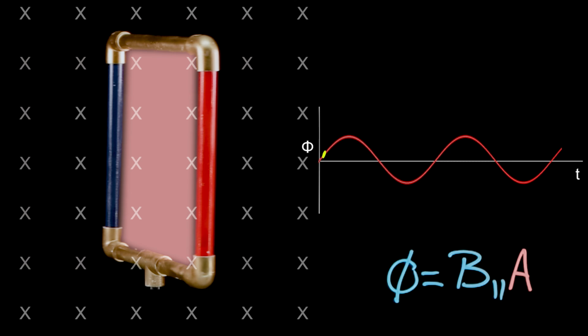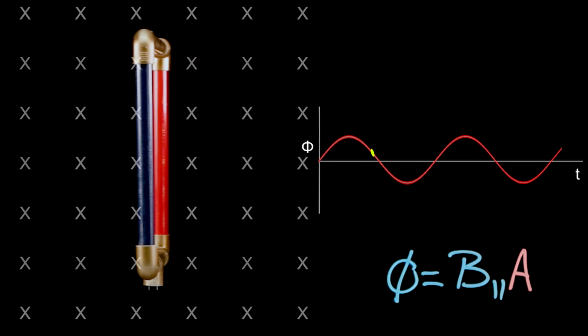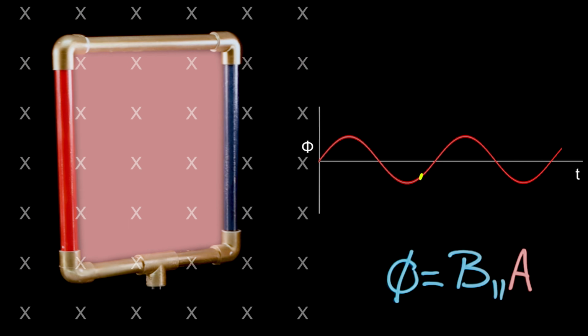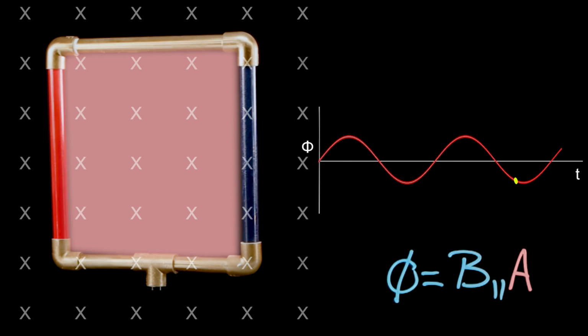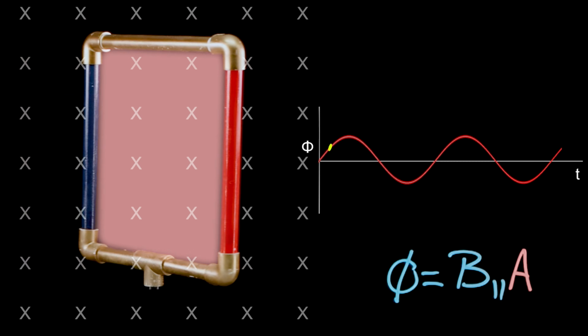But there is another way I can also generate an EMF, and that is by rotating my loop of wire. Now, since the area of the magnetic field passing through the loop changes as I rotate it, then we have a rate of change of flux. Graphing it, it looks like this.